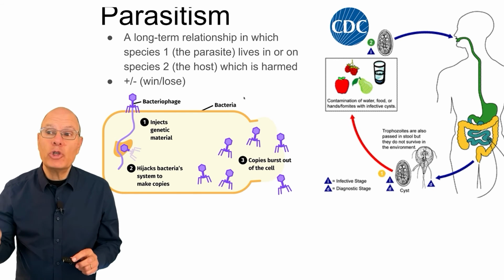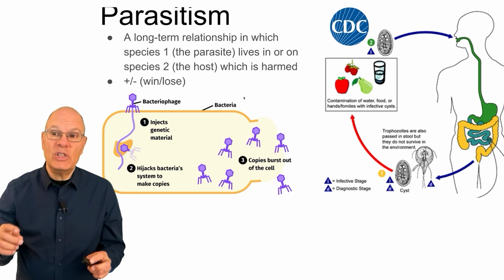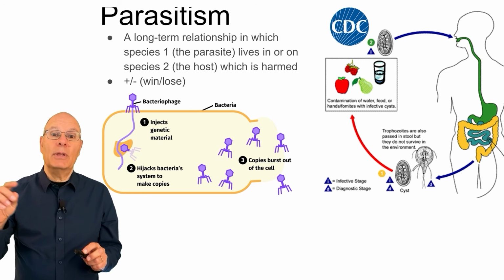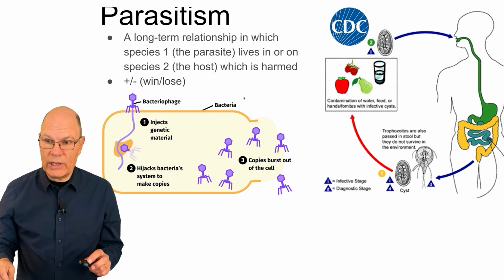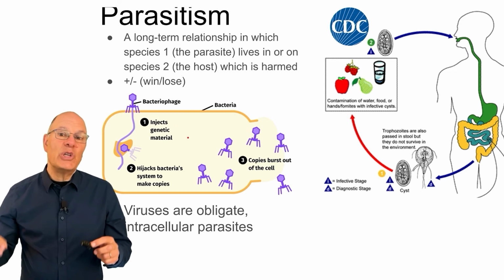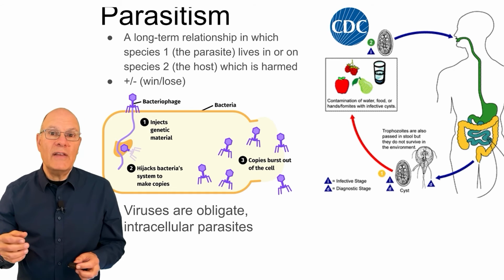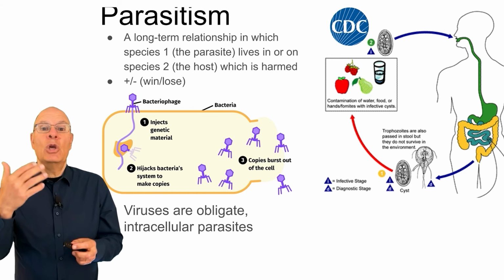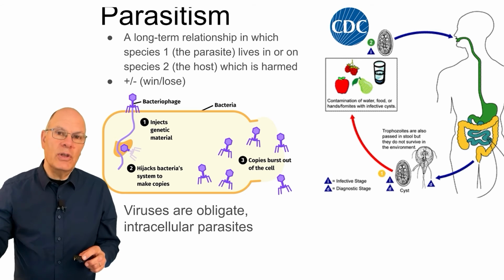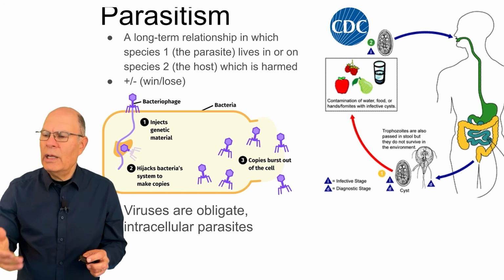Parasitism is a long-term relationship in which species 1, the parasite, lives in or on species 2, which is the host, and the host is harmed by that interaction. So it's a plus-minus, win-lose interaction. Here are two examples. One involves viruses. Viruses are obligate intracellular parasites. In order to reproduce themselves, they need to infect cells, and those can be your cells, the cells of animals, the cells of plants, the cells of bacteria, the cells of protists. So the virus is the parasite, and you, or another organism or another cell, is the host.